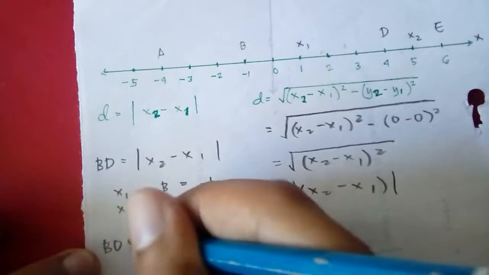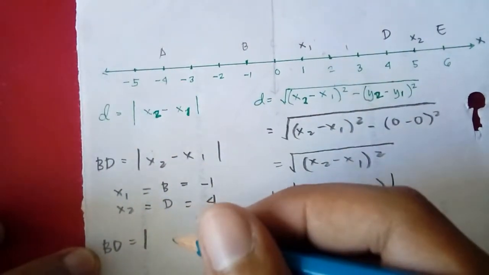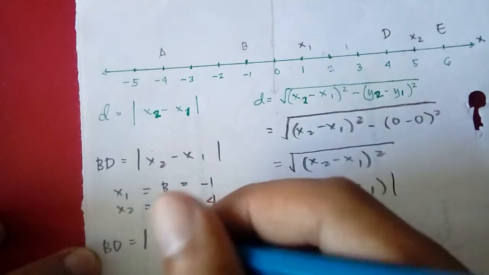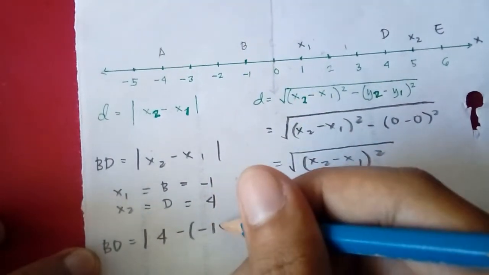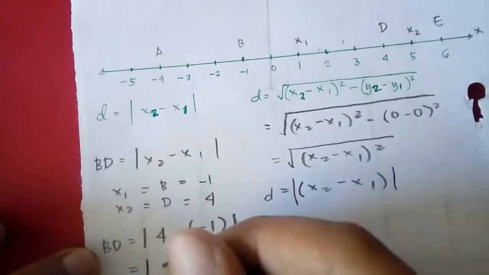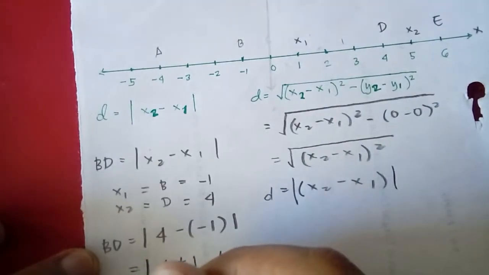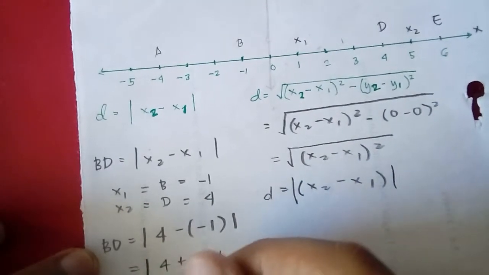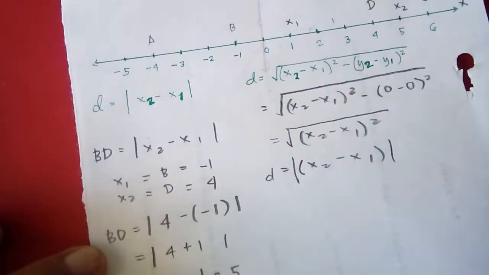Substituting x sub 2, we have 4 minus x sub 1, which is negative 1. We have absolute value of 4 plus 1 equal to the absolute value of 5, which is equal to 5.